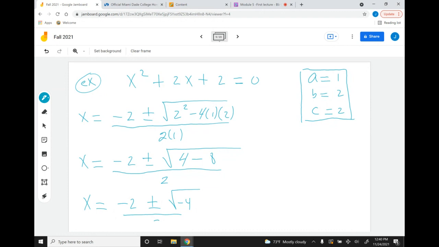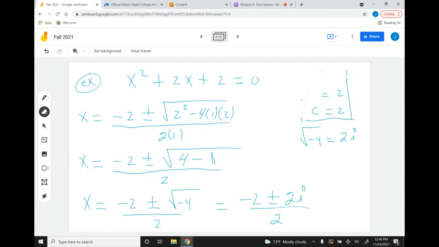Okay? Now, don't forget that the square root of negative 4 is equal to 2i. Don't forget the i. Okay? So let's see what this is. So I have this answer now that contains an i. So how do I write them? How do I write the final answers? Here it is. Again, I'm going to erase this because I need the space. I want to keep everything in the same frame.